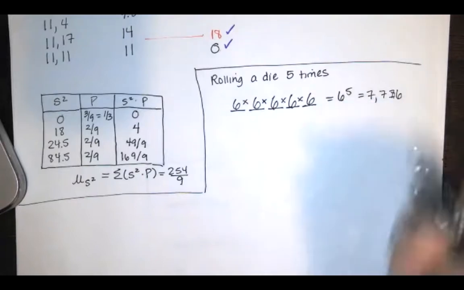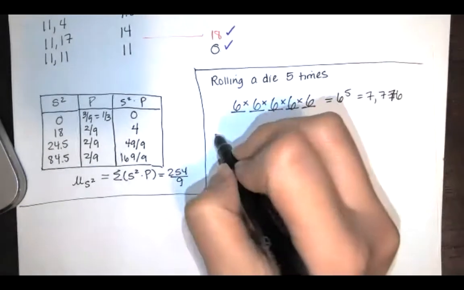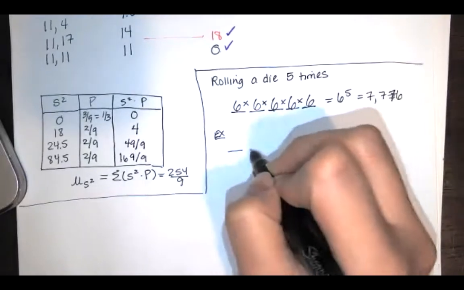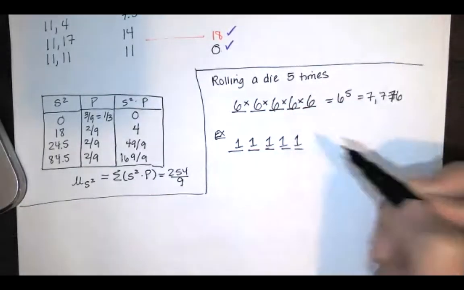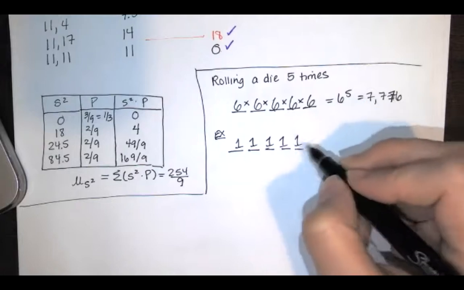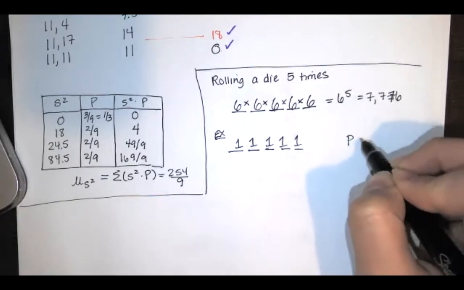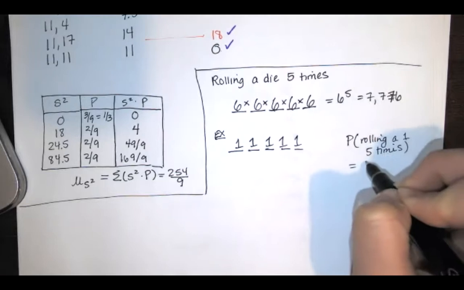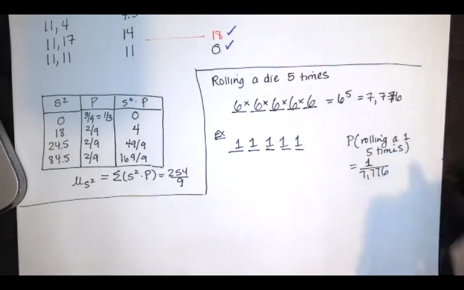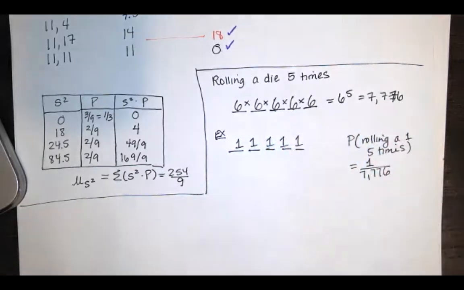Now, if I were to try to list those 7,776 outcomes, I would be here for a really long time, but I could find the probability associated with each of those outcomes. So for example, it's possible that we roll a die 5 times and we get a 1 5 times in a row. We get a 1, a 1, a 1, and a 1. There's only one way to do that, to get all ones. So the probability of rolling a 1, a 1, a 1, a 1, and a 1 is one way out of those 7,776 ways.